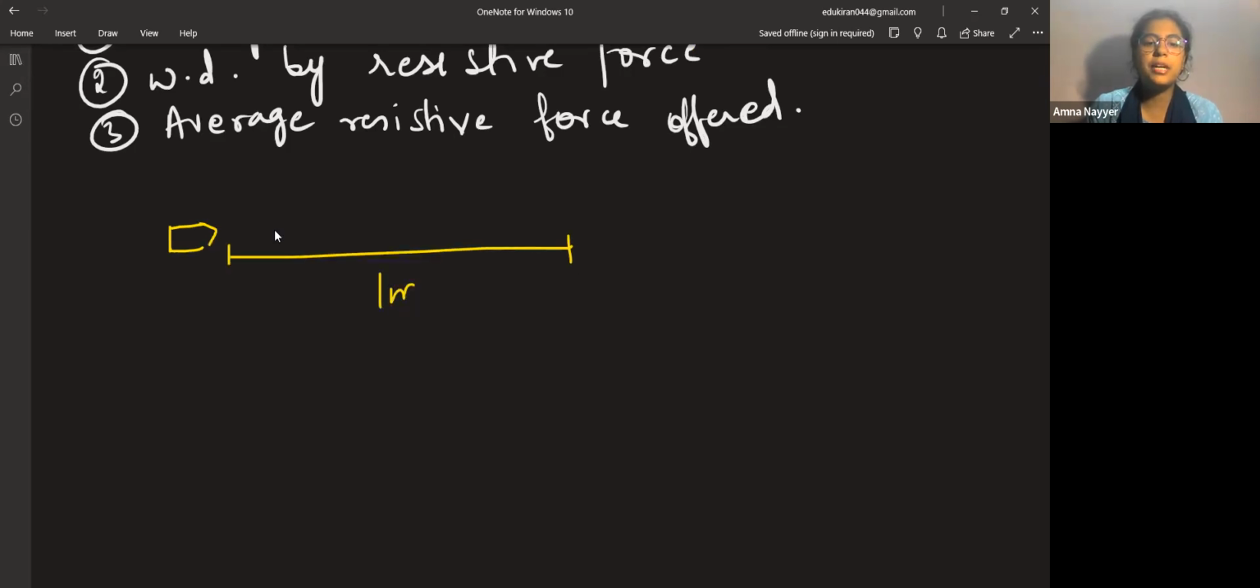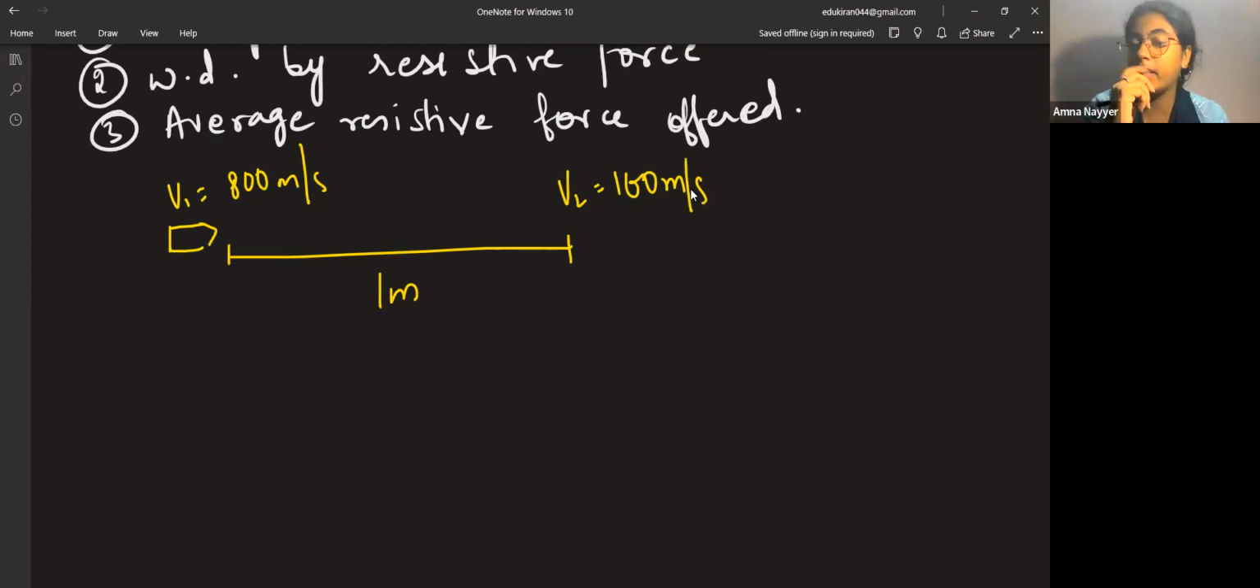See, this separation is 1 meter. Initial velocity is 800 meter per second. Final velocity decreases to 100 meter per second. When velocity decreases, one more thing, I think I had discussed this also in motion in a straight line. Whenever your velocity decreases, it means there's a negative acceleration in your system. And for negative acceleration, we have the term retardation.